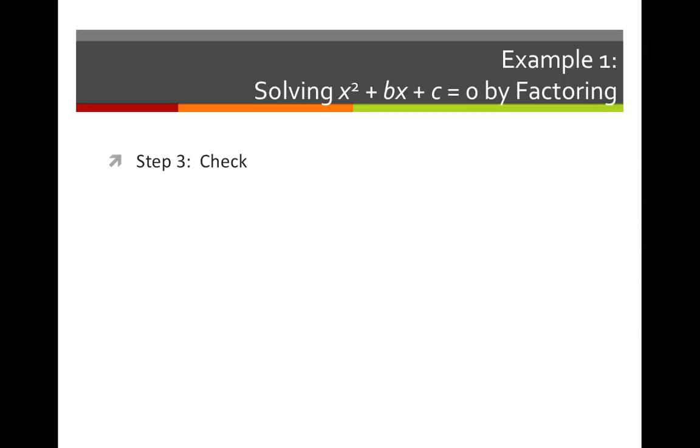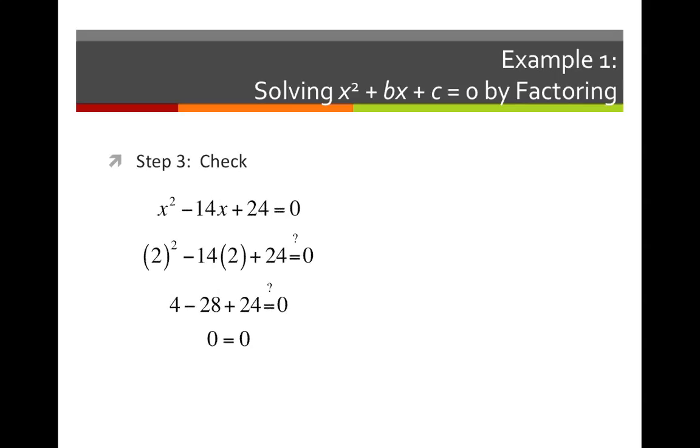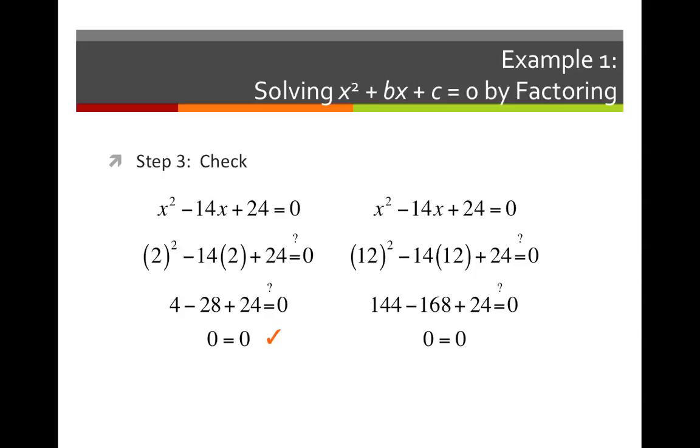Now we always want to check our answers when we're factoring and solving, and so we always go back to the original form of the equation to substitute our values in. So I go back to the x squared minus 14x plus 24 form. I substitute 2 in for x, and I work it out to find out that indeed 0 does equal 0. And then I do the same thing with the 12. And again, it does work out. 0 does equal 0.